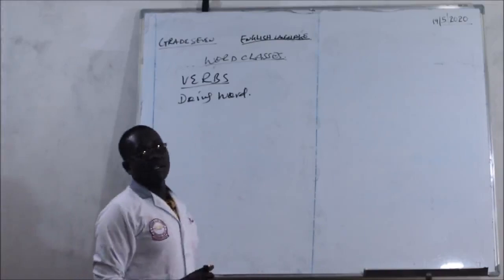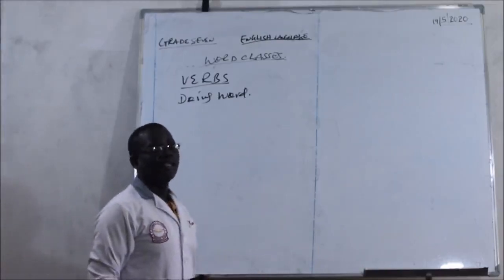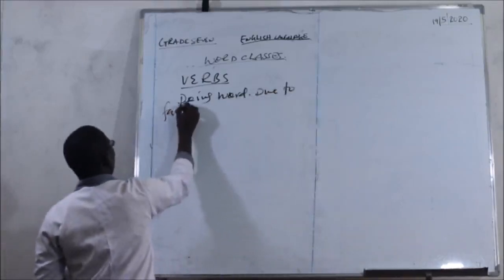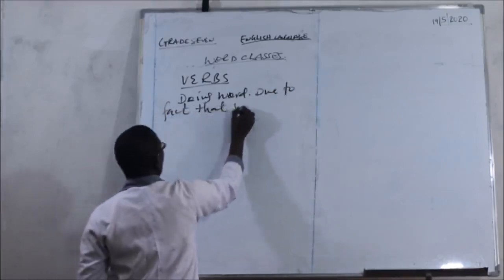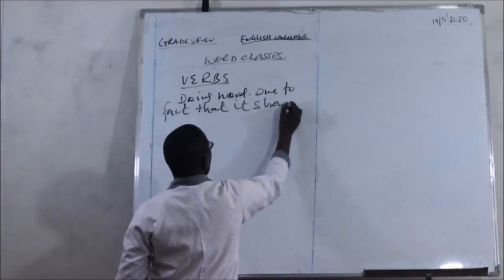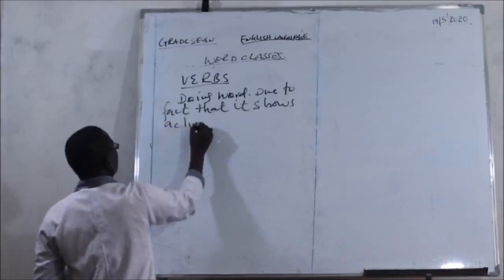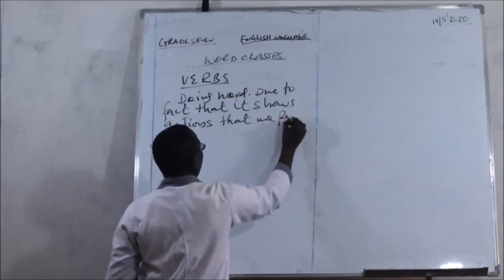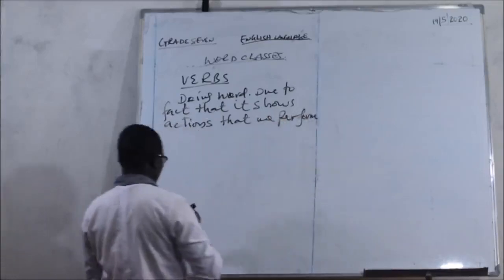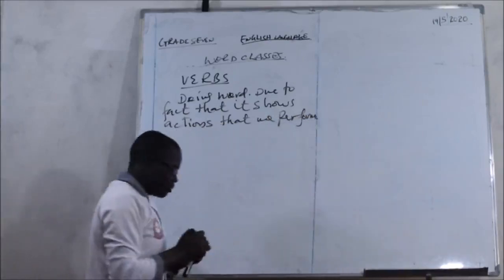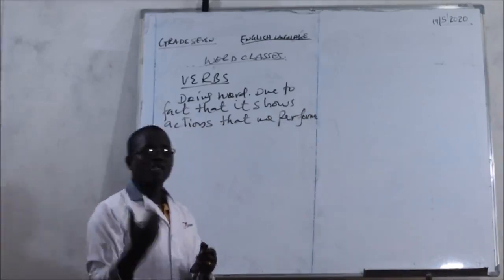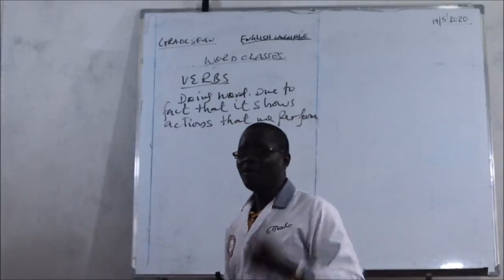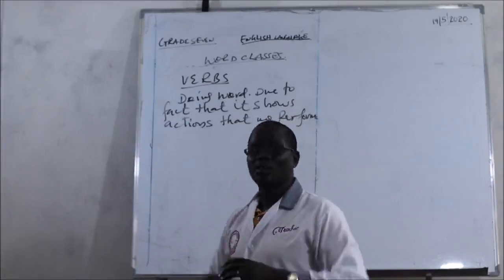We remember at first we said that a verb is a doing word due to the fact that it shows actions that we perform. We are calling a verb a doing word because it shows actions that we perform. Now, showing actions that we perform should not be the only role of a verb, but remember, a verb can also show a state of being.